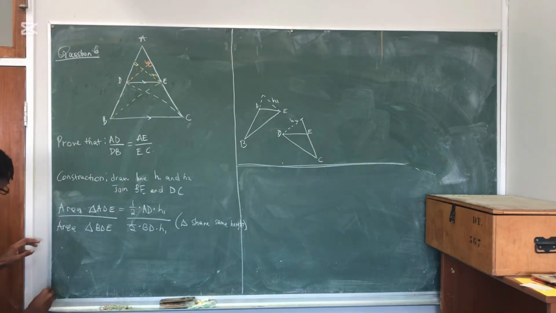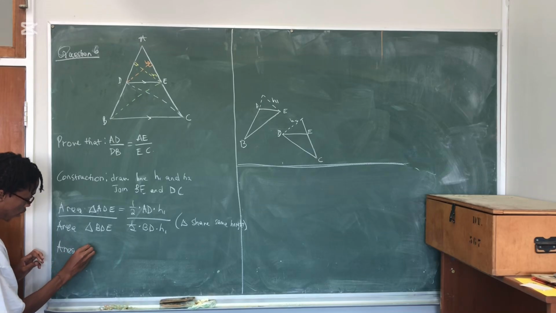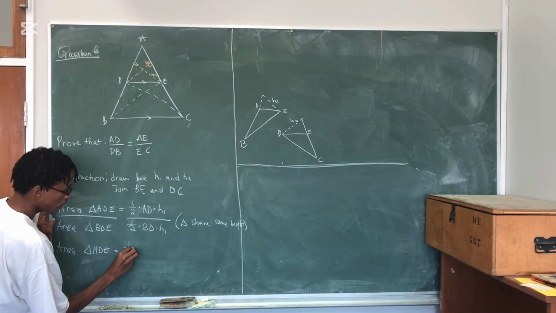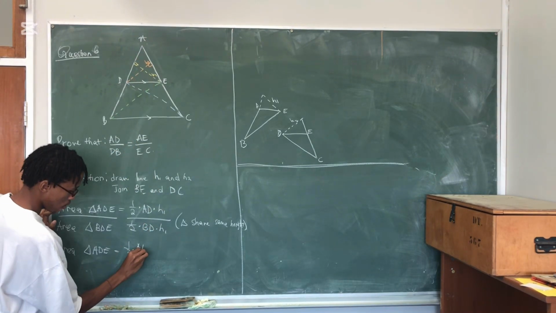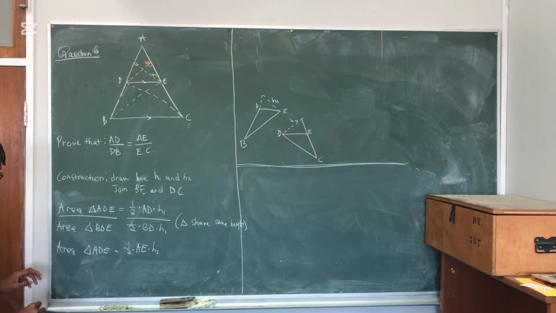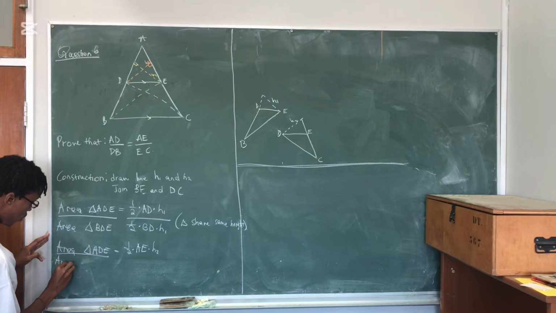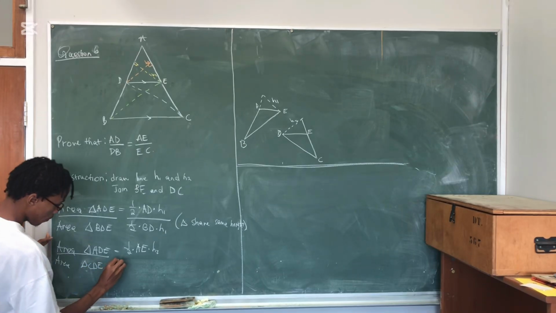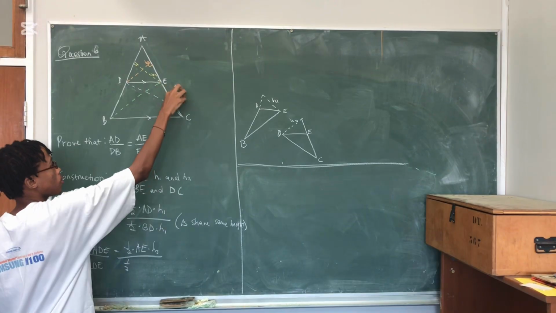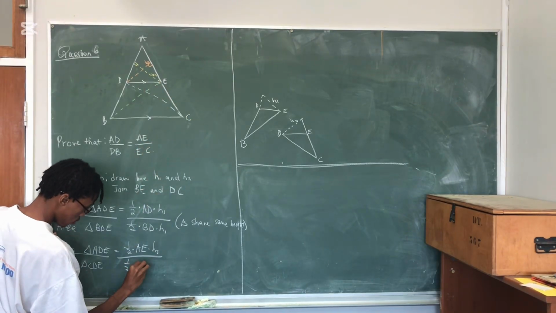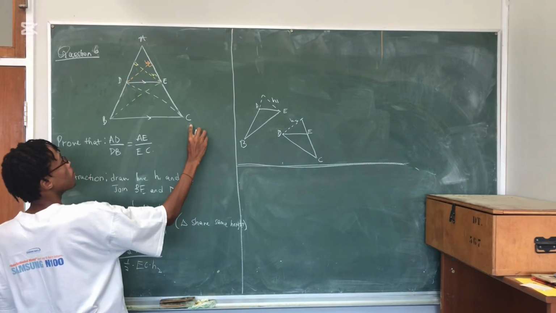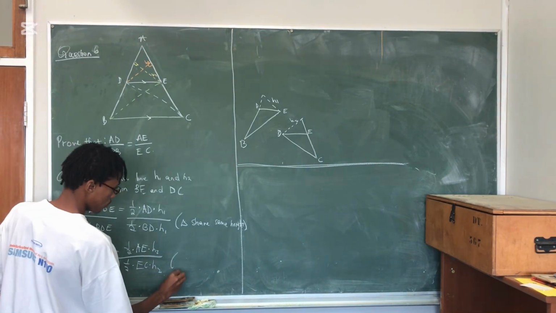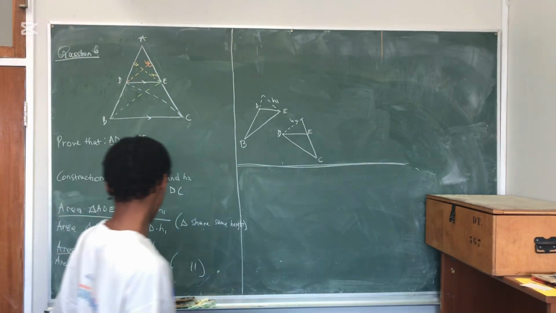We move to height 2. The area of triangle ADE is going to be half the base AE multiplied by H2, over the area of triangle CDE, where the base is going to be DC multiplied by height 2. From this point, we have our ratios.